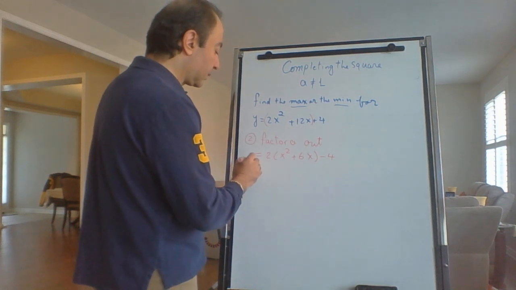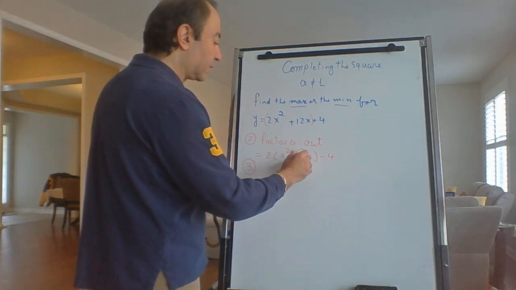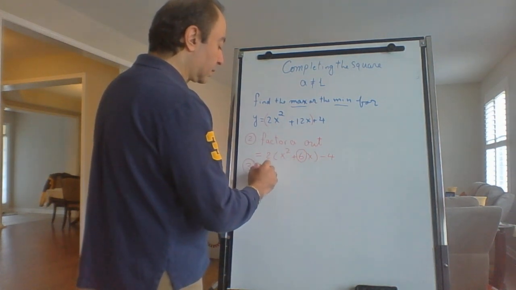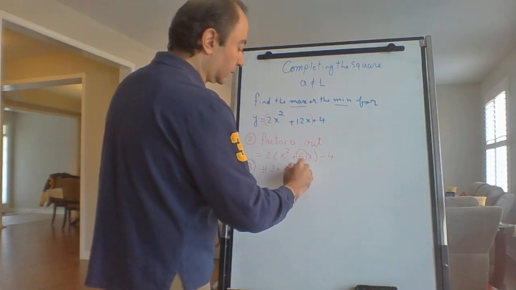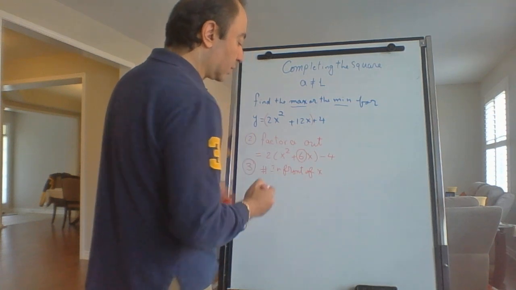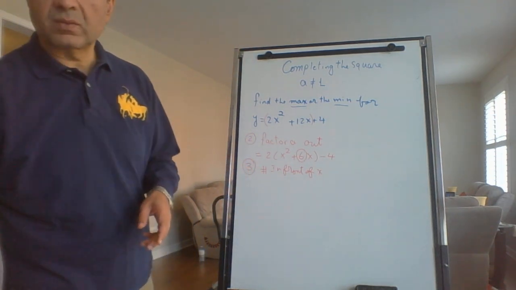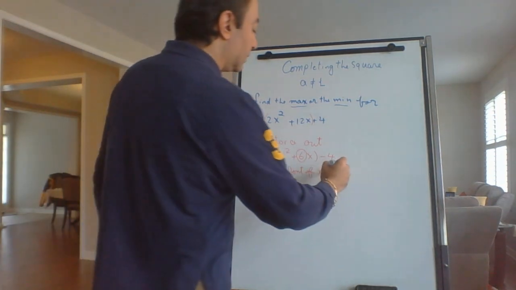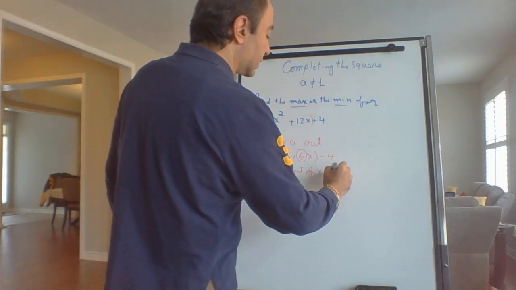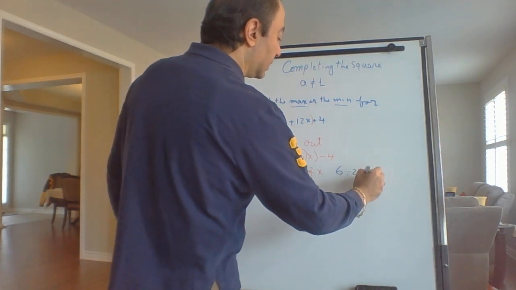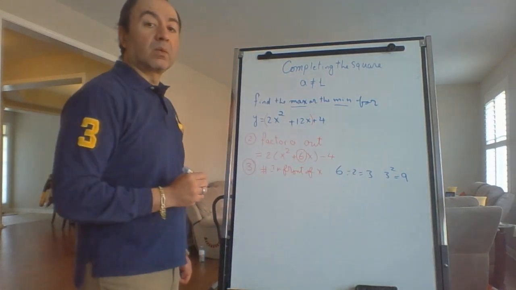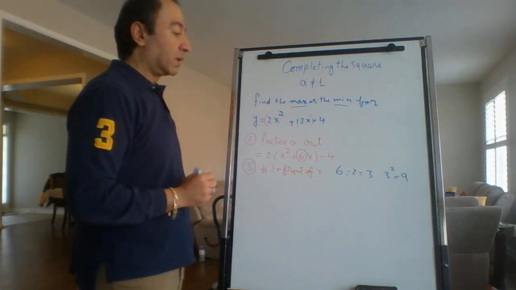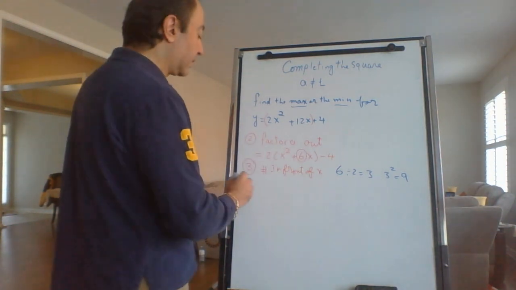Then the third step, we are going to get the number in front of x, and what we're going to do with it is the same as what we did yesterday. Divide by 2. So 6 divided by 2 is 3. Then we square the 3, and this will be 9. Then what we're going to do with this 9, we are going to add it and subtract it.